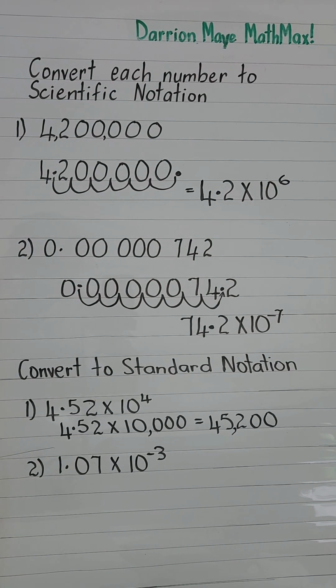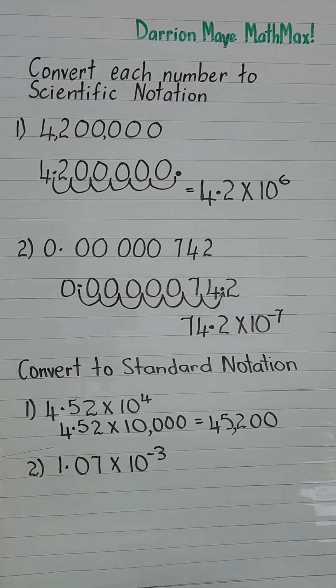And therefore 4.52 times 10 to the 4th power, which is 10,000. That means we are going to move the point 4 places. So we move it 4 places and we add 2 zeros, so that is equal to 45,200.